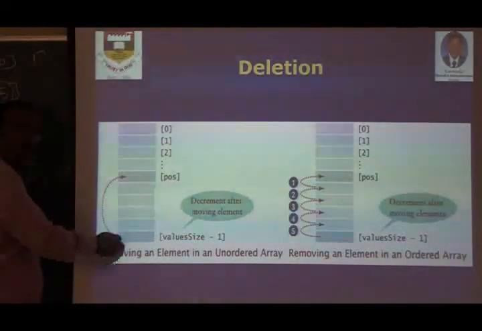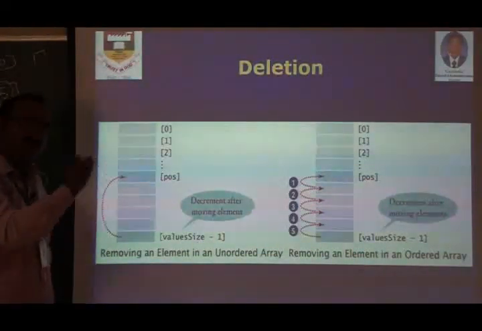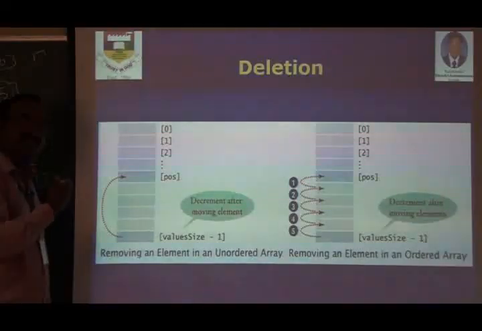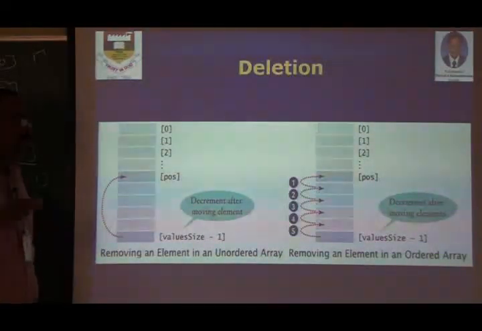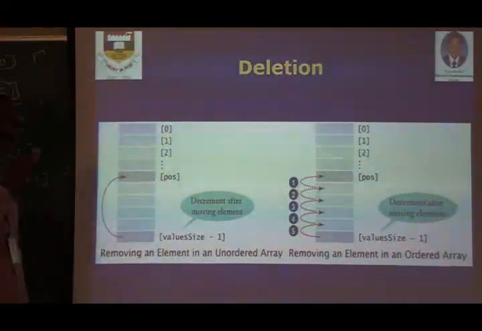You have to move one by one, proceeding through the array. So that is tail to head. In deletion, the tail to head is to be moved, but in insertion it's head to tail, right? After we move, we decrement the size. Initially 4, after deleting it is 3.